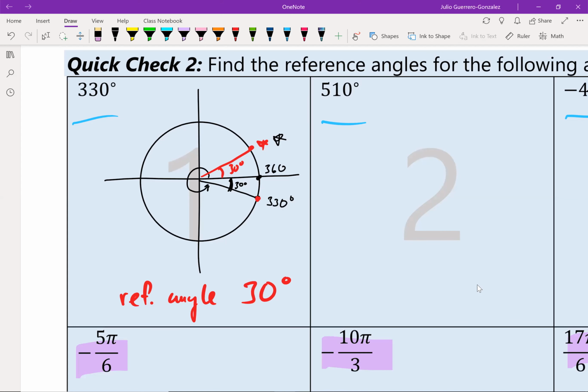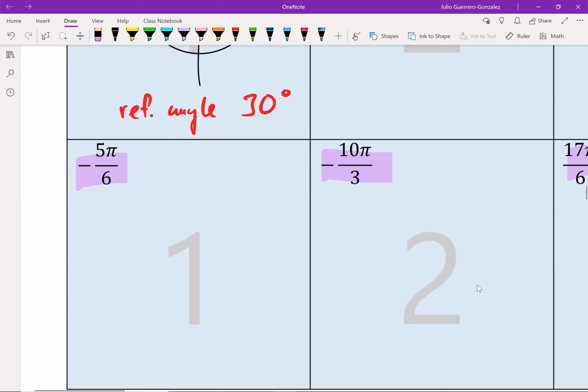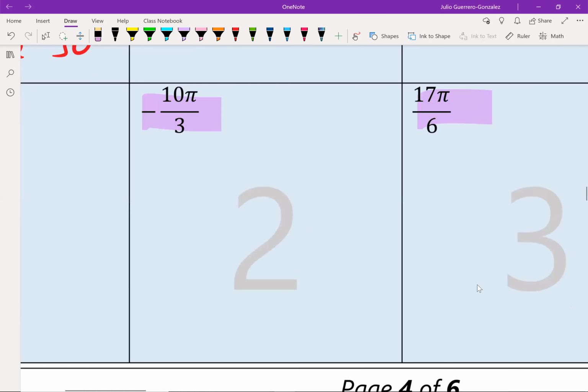But it's still in the fourth quadrant. The 330 is still in the fourth quadrant. So remember, the reference angle is the equivalent angle in the first quadrant. So that's why I'm doing the 30 again in the first quadrant rather than just having the 30 degree angle that's between the 330 and the 360. Oh, got it. It's always going to be the first one. Yep. Okay.